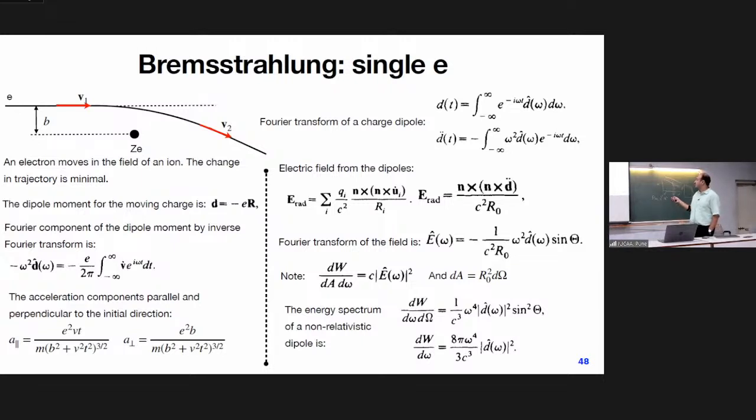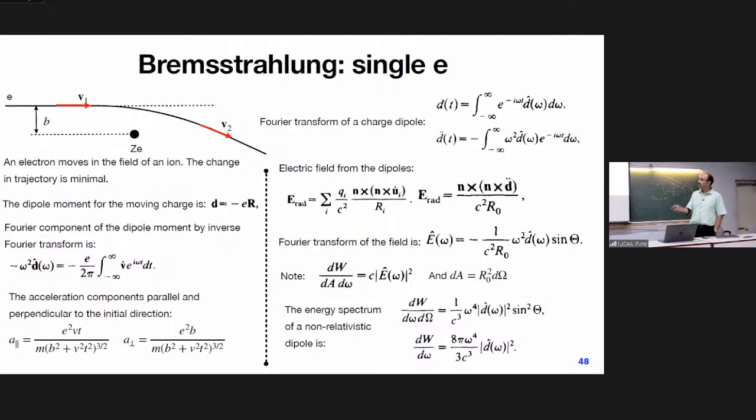So you can clearly understand that what I would want to do is take a Fourier transform of the dipole moment. This is the basic premise. Now you try to find out the acceleration vectors, a parallel and a perpendicular, transforming them parallel to the initial direction of the electron and perpendicular to it. You will find that the parallel component is e squared vt.